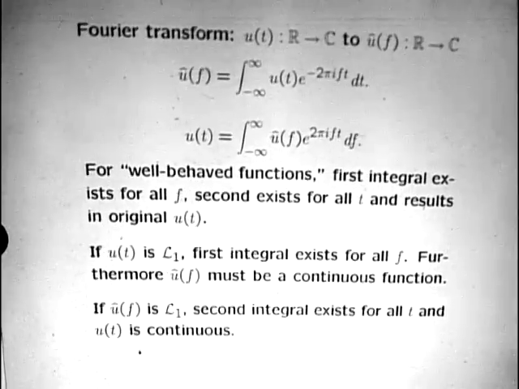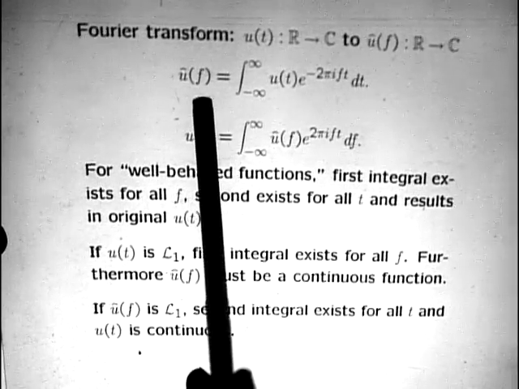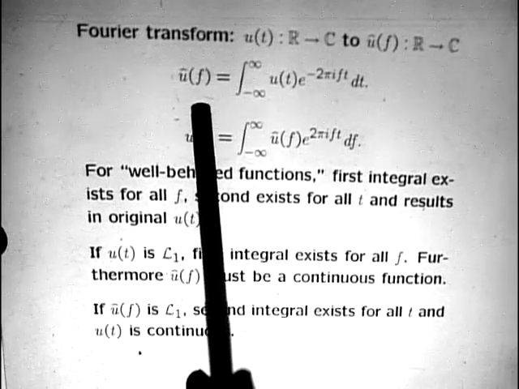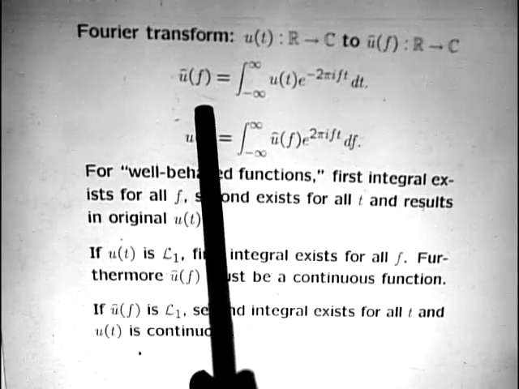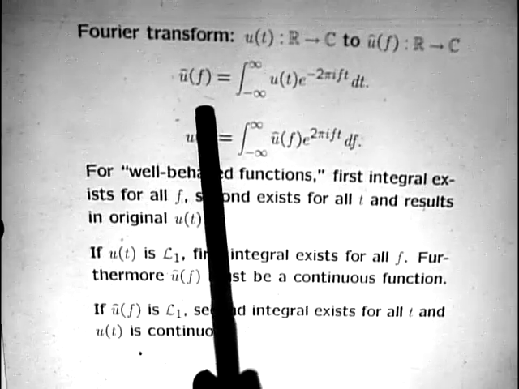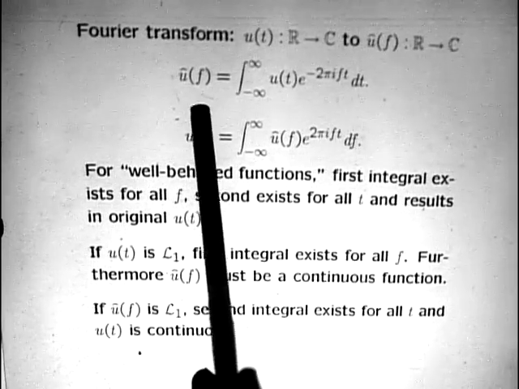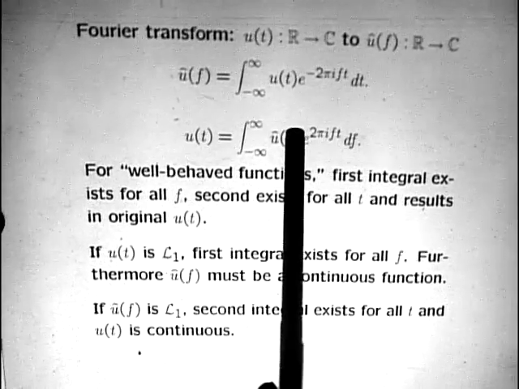Okay, and there's something more here: if this is L1, it not only exists, but it's also a continuous function. And the notes don't prove that. If you've taken a course in analysis and you know what a complex function is, and you're quite patient, you can sit down and actually show this yourselves. But it's a bit of a pain.